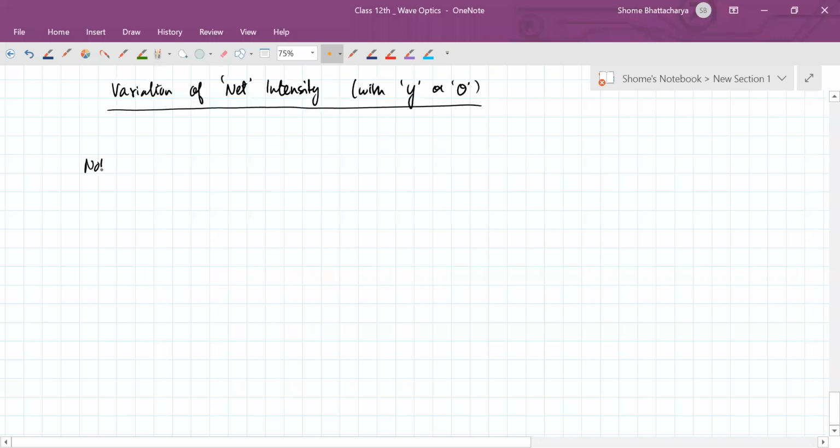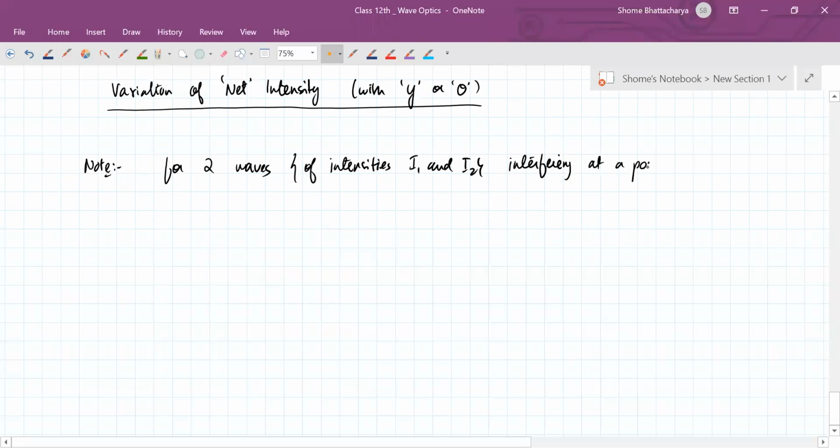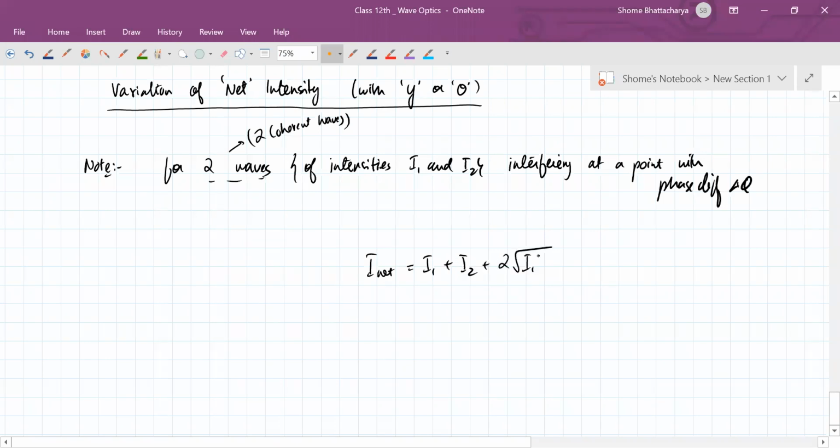The concept that we use here is that for two waves of intensities I1 and I2 interfering at a point with phase difference delta phi, by the two waves you mean two coherent waves. We had the formula that net intensity was I1 plus I2 plus 2 times square root I1 I2 cos delta phi. This is a universal formula.